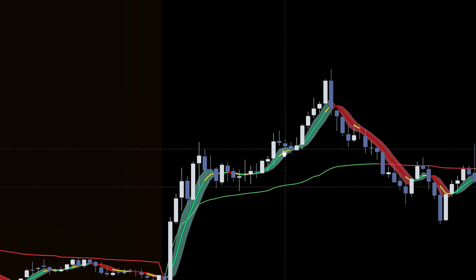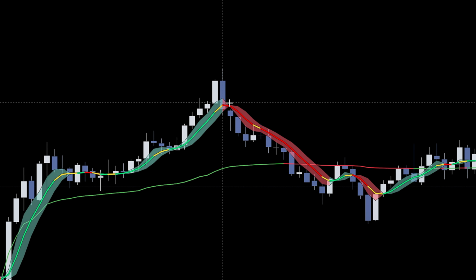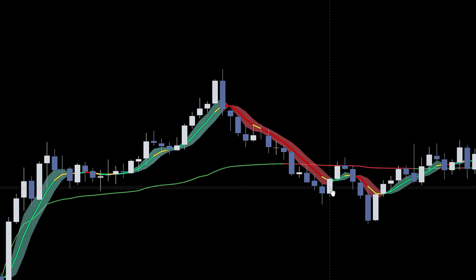The band, we get caution here. We could exit, and then we can re-enter. And then, of course, we exit here on caution before it goes red and trades into VWAP.